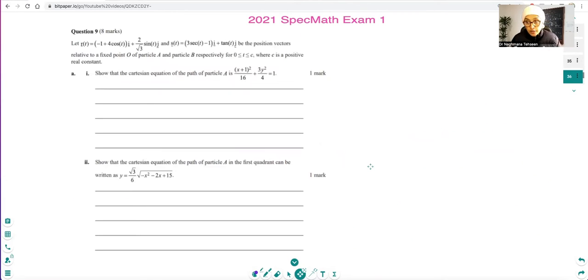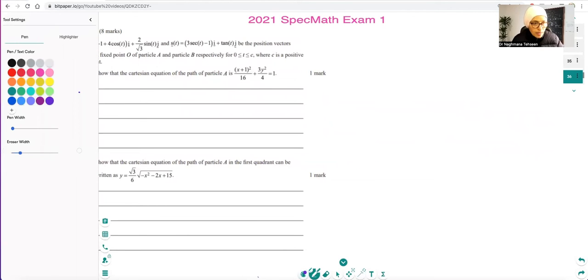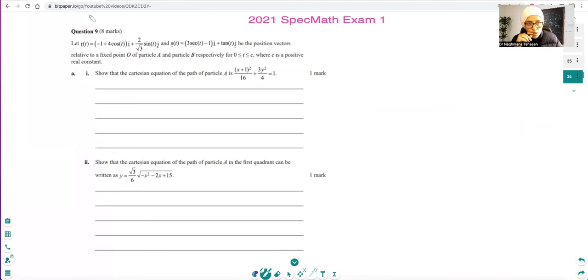Now we have question number 9. This is the last question in the exam, and it is worth 8 marks. So that is double the amount of work we need to do as compared to question number 8. So let's see how quickly we can get through this one. We have a position vector r of t is given.